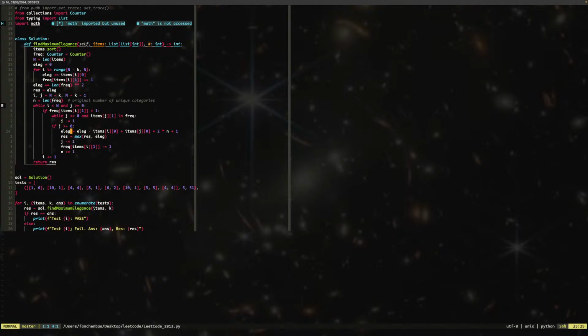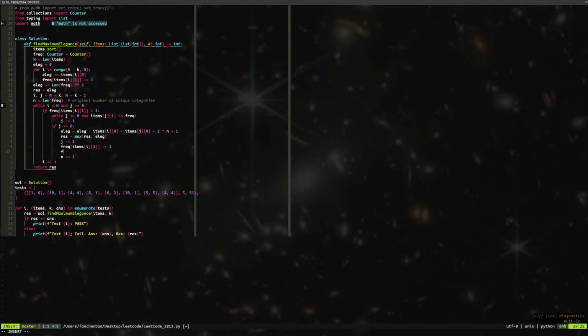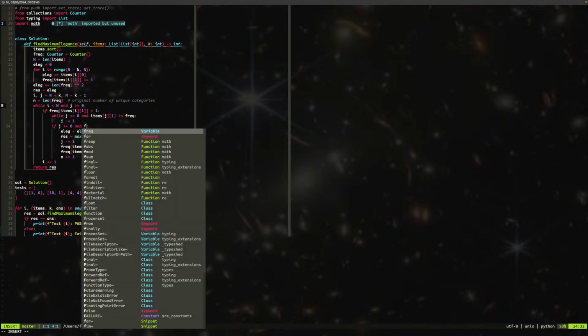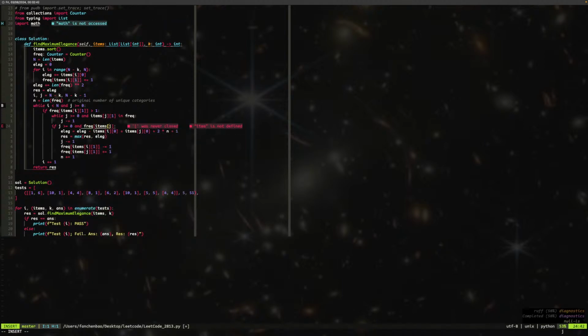So here is my take on this, which is J equal to 0, right? And also we have to do the frequency. So frequency items J and 1 plus equals 1, right? And then it has to be, this is larger than 0, and frequency items J 1 has to be equal to 0. It cannot have, and then we add 1, right? So we do that, and we save this.